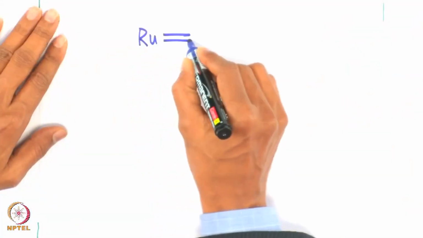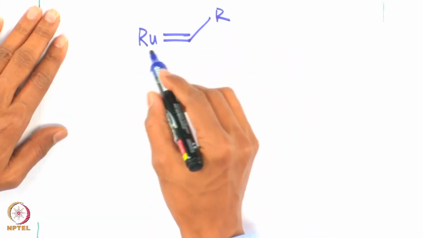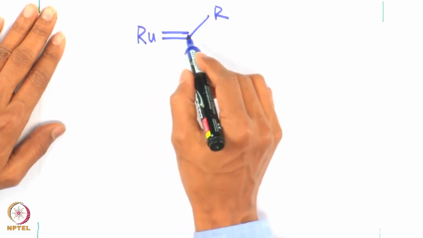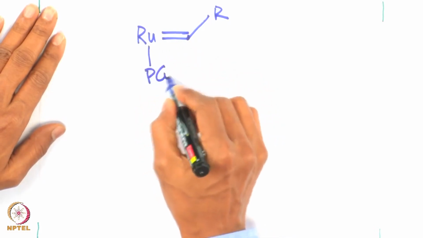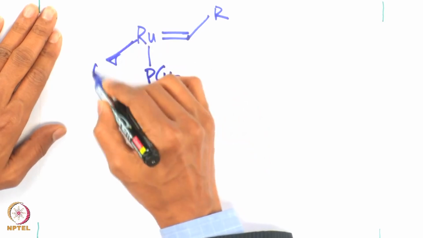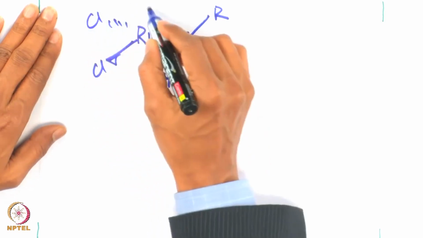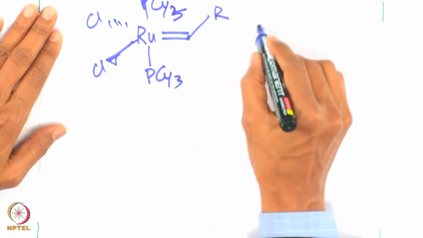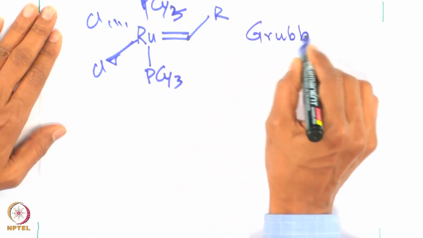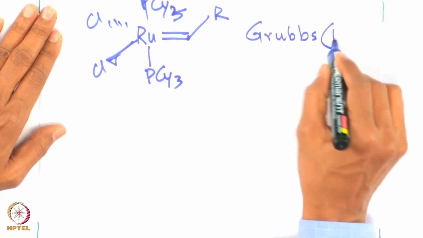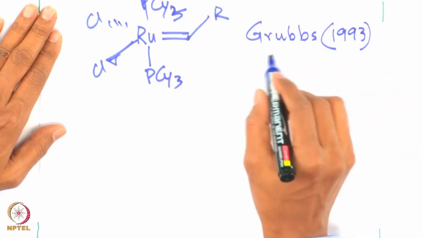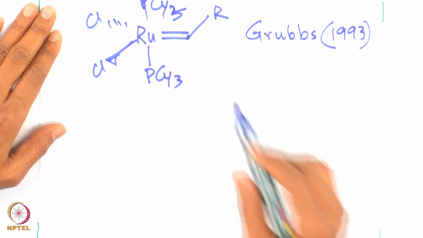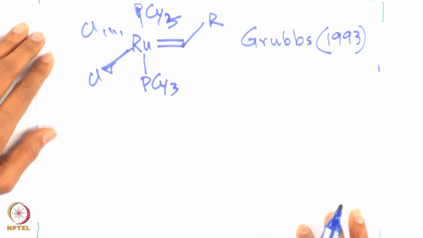Once again, this is of Schrock carbene type, where you have ruthenium attached to the carbon center. This is again nucleophilic in nature, and you have PCy3 and dichloro species attached to it, 2 of them, sorry, PCy3. So, this is the one which is known as Grubbs, and this was first discovered in 1993, and of course different other ligands are also used for this Grubbs catalyst.